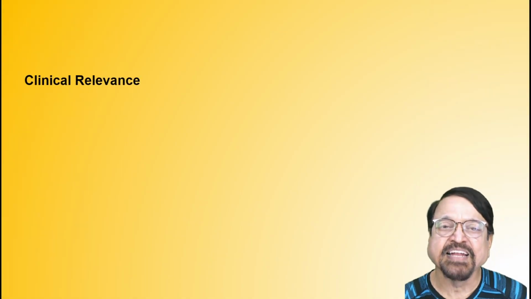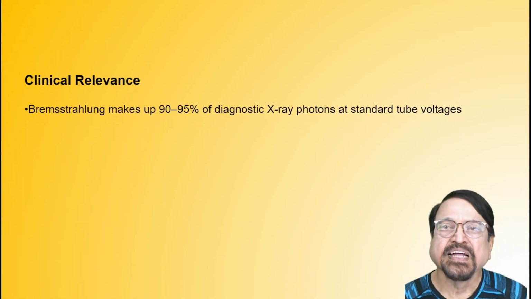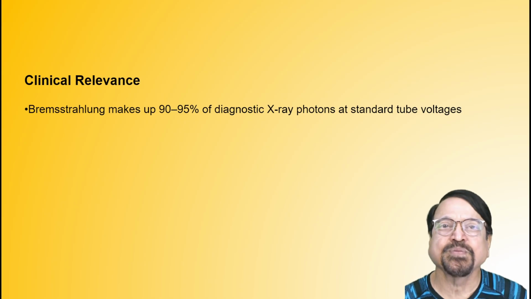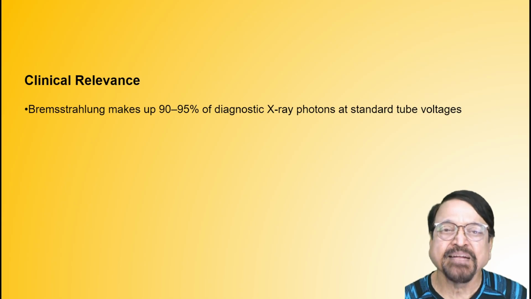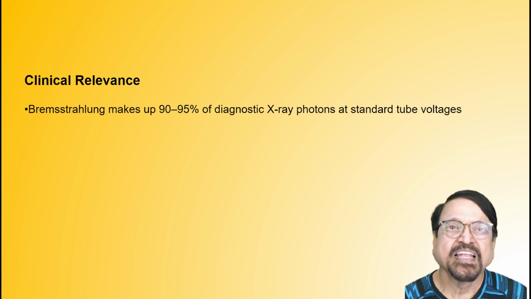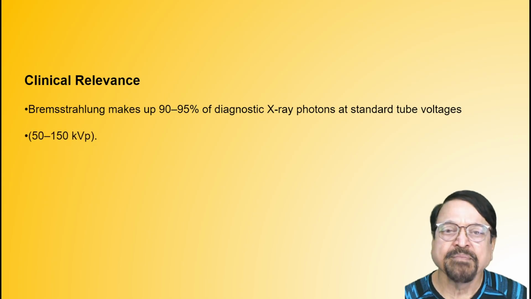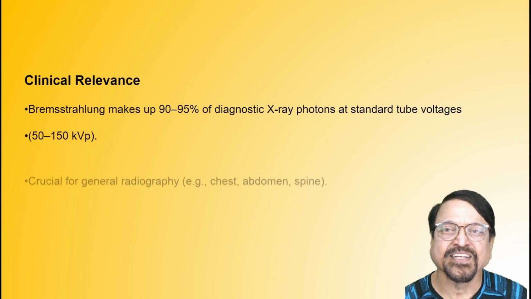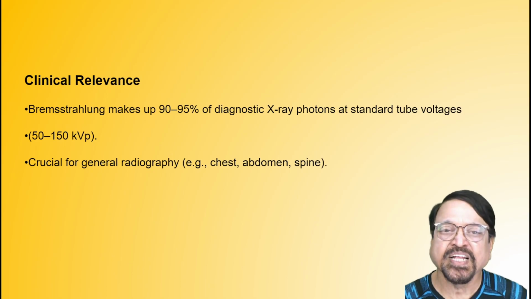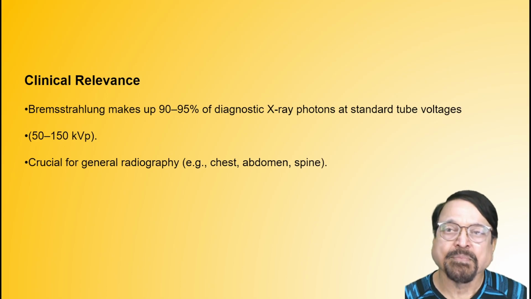Now, what is the clinical relevance? Why should I know it? Bremsstrahlung makes up 90 to 95% of the diagnostic X-rays. Hence, they contribute to the major formation of the image, since they are 90 to 95%. That is as far as standard tubes between 50 to 150 kV are concerned. Certain tubes are different. We are going to discuss them in the topic of tubes, particularly mammography.